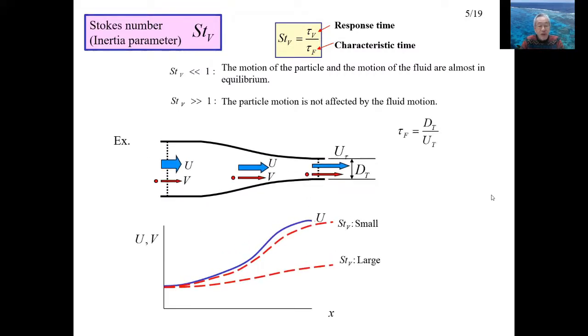The figure below shows how particles follow fluid motion in a pipe with shrinking cross-section. When the Stokes number is small, the particle velocity follows the fluid velocity quickly. When the Stokes number is large, the particle velocity does not easily approach the fluid velocity.